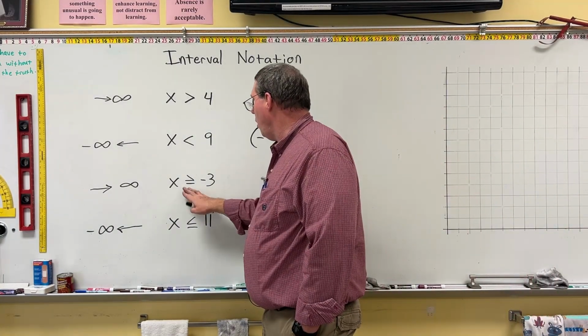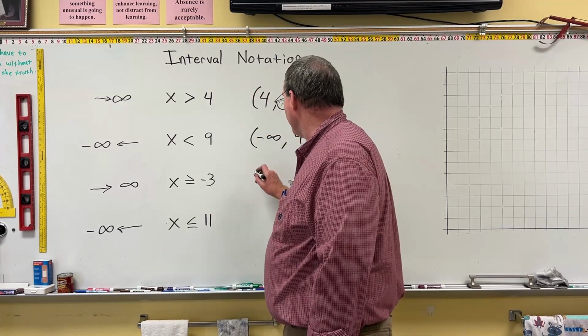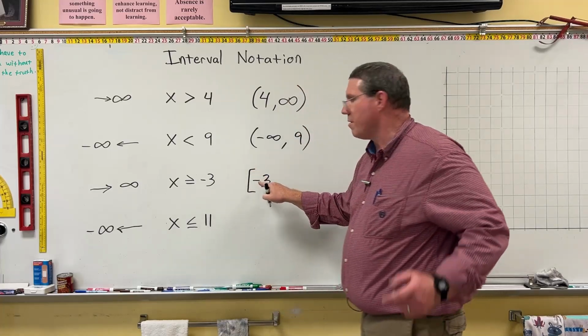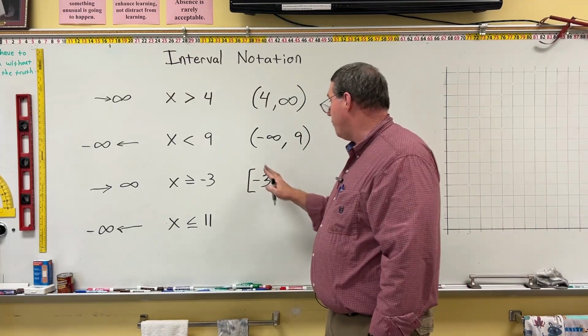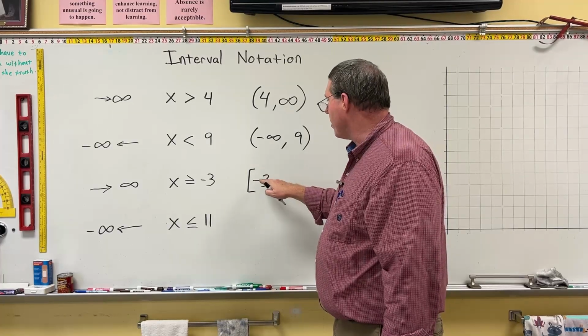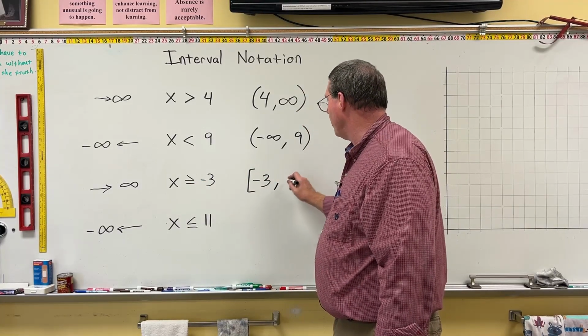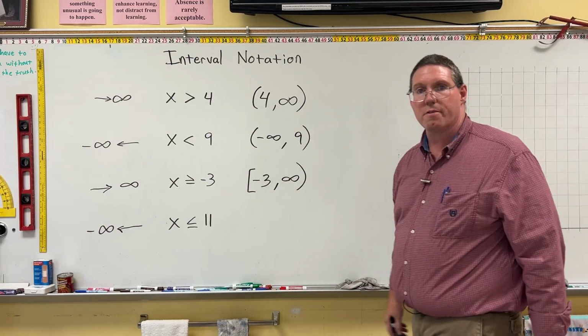This one is going to be all the numbers larger than negative 3, but including negative 3. So we're going to do a bracket, negative 3. This bracket means include negative 3. That's all this bracket means, is include negative 3. If we had a parenthesis here, we would say don't include negative 3, and we wouldn't have the or equal to. But all these numbers go up to infinity, and every time we have infinity, we always do a parenthesis.